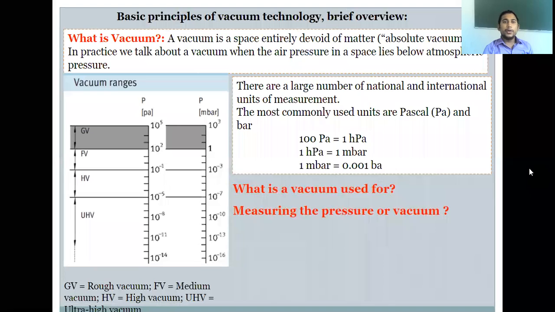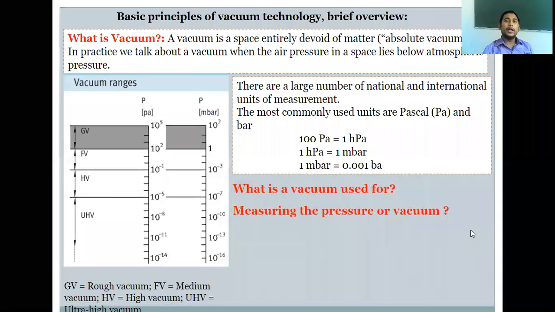Or, in practice, we talk about a vacuum when the air pressure in a space lies below atmospheric pressure. Just remember in your mind that in the atmosphere a high amount of pressure is present, and when the air pressure in a space lies below atmospheric pressure, the vacuum is present.